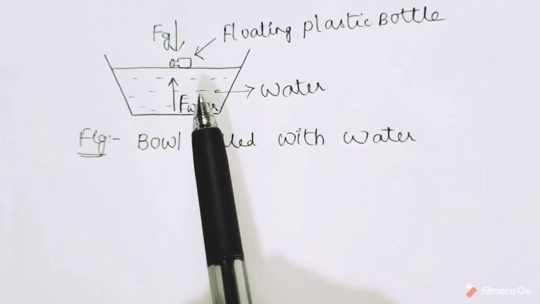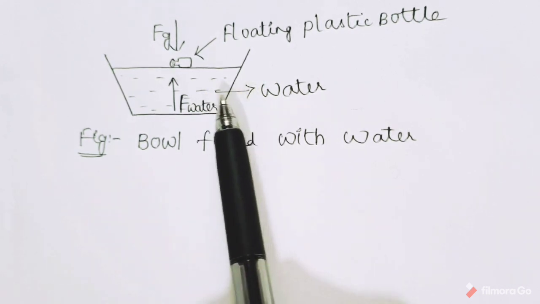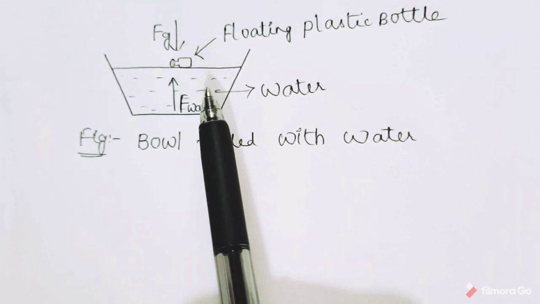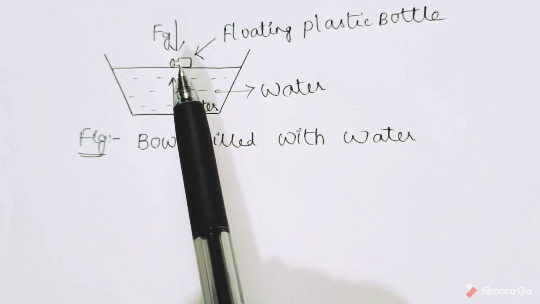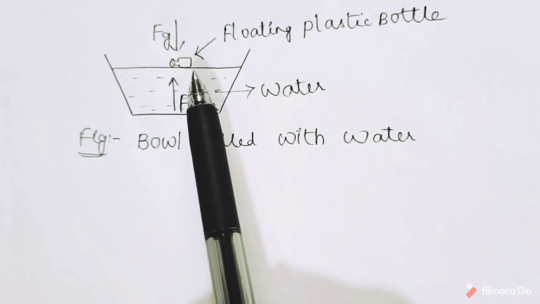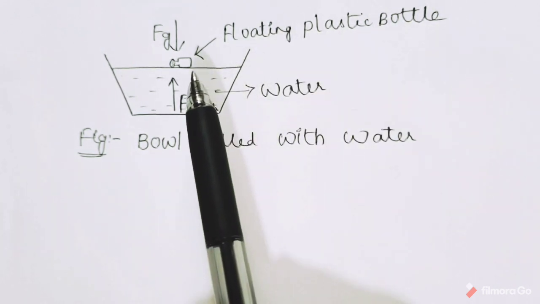So what is the liquid inside the ball? Yes, it is water. The ball is filled with water. So when we place a plastic bottle on the surface of the water, does it float or sink? Yes, it will float. It will float on the surface of the water. So this is a floating plastic bottle. Why is it floating?